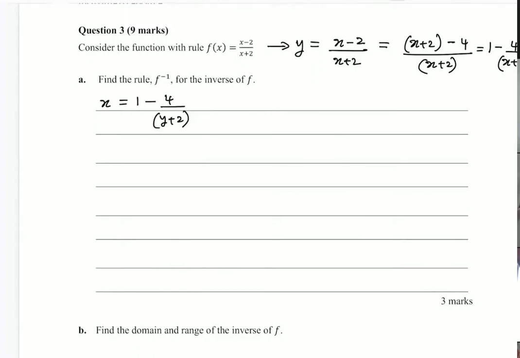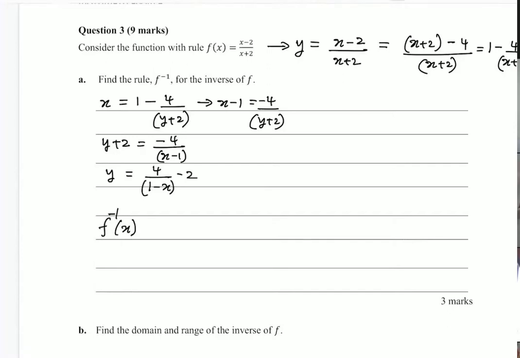So it's going to be x minus 1 is equal to minus 4 divided by y plus 2. So here you get y plus 2 cross multiply, equals minus 4 divided by x minus 1. So y is equal to 4 divided by 1 minus x, minus 2. So that is the inverse function. So inverse of x would be that minus 2, right?